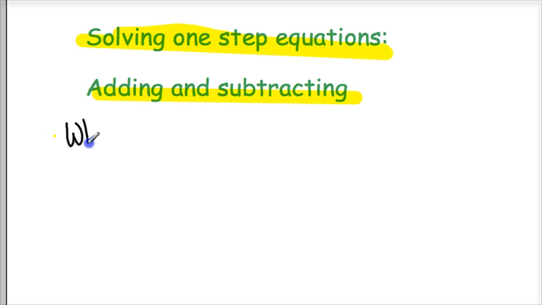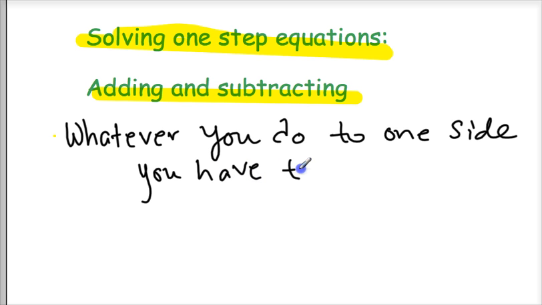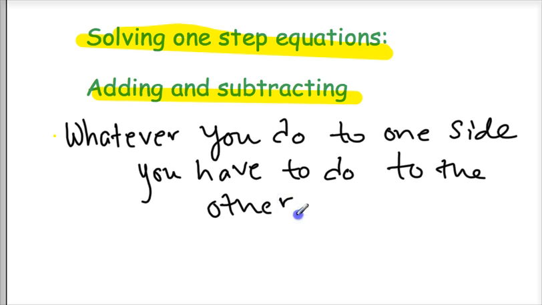one side, you have to do to the other. So, just to clarify, since I wrote this down, this should be written in your notes.